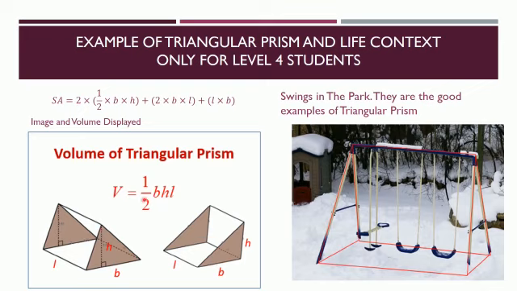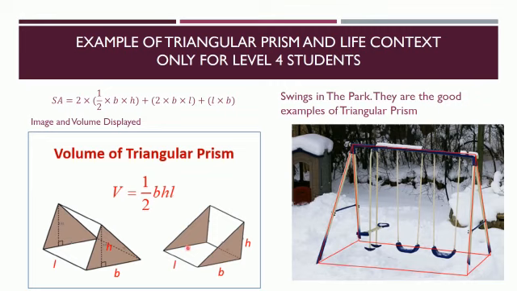So that we have what? The volume is half base times height times what? The length. Half base times height times the length. So it becomes the area of the triangle multiplied by the length.